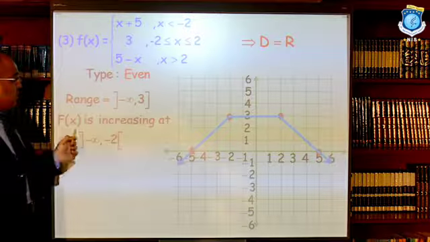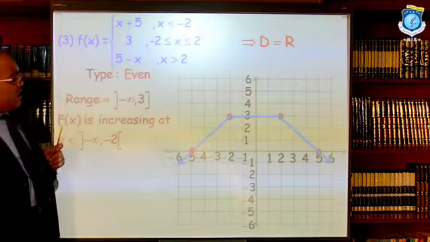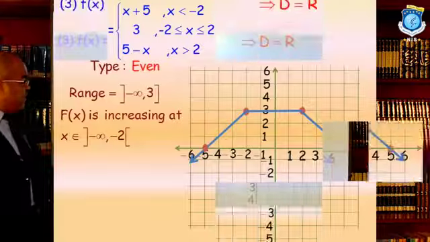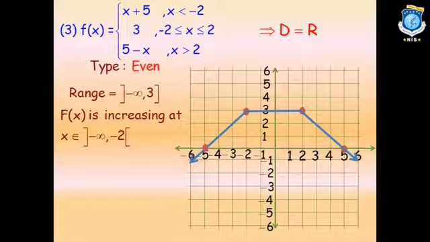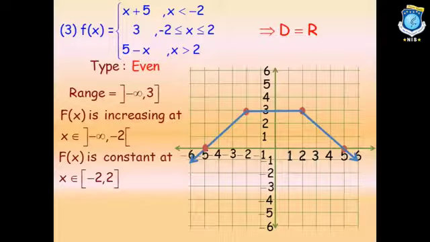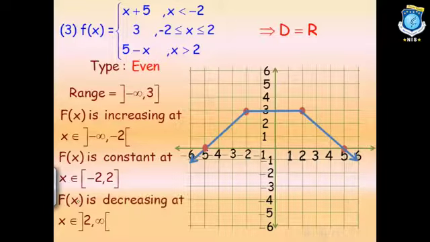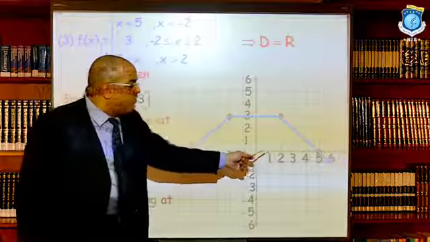Now, f of x is increasing in the first part from negative infinity up to negative 2, and from negative 2 to 2, the second part will be constant, and the third one will be a decreasing part starting from 2 up to infinity.